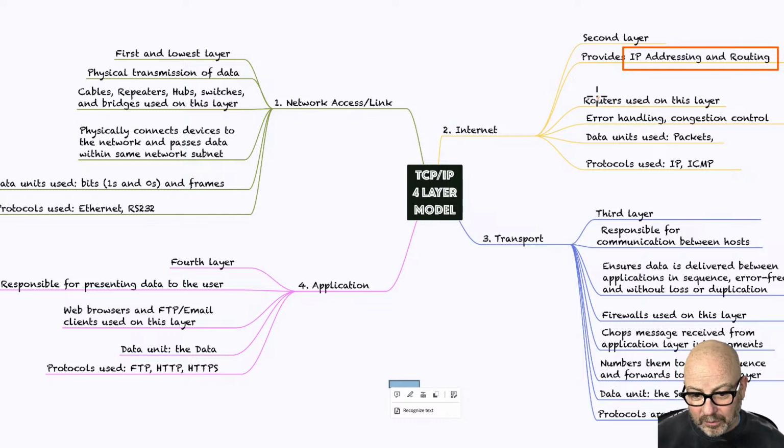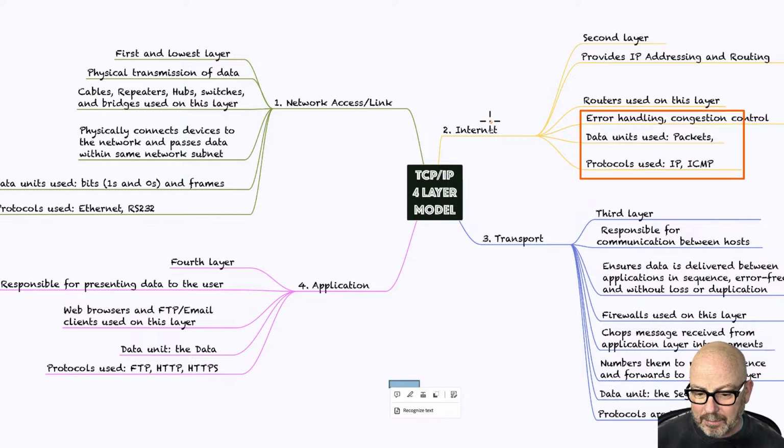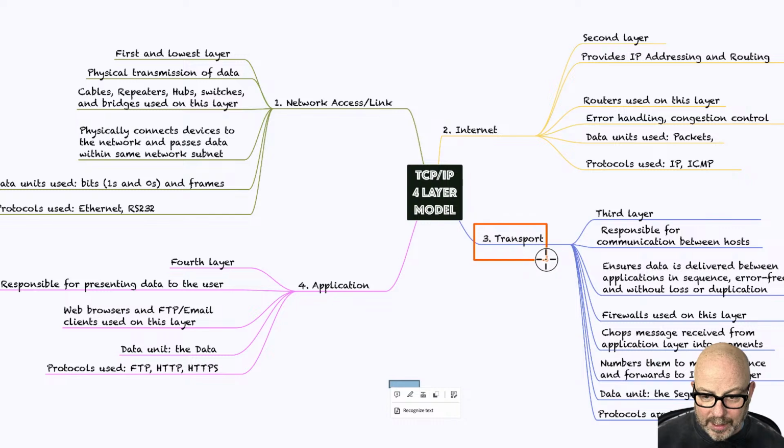So routers sit on this layer here, and you've got cables, bridges, and all these. So you've got devices that will work on these different layers, okay? It's to do with error handling, packets, protocols, etc. Okay, then we've got the transport layer down here, and this is for communication between hosts. Okay, protocols TCP and UDP.